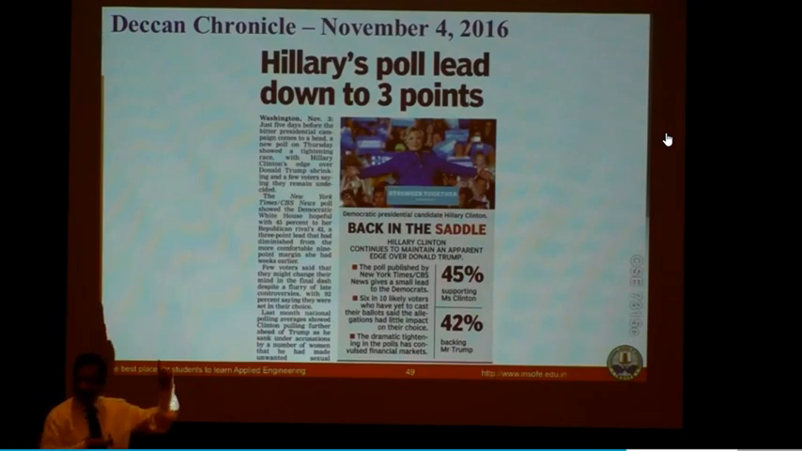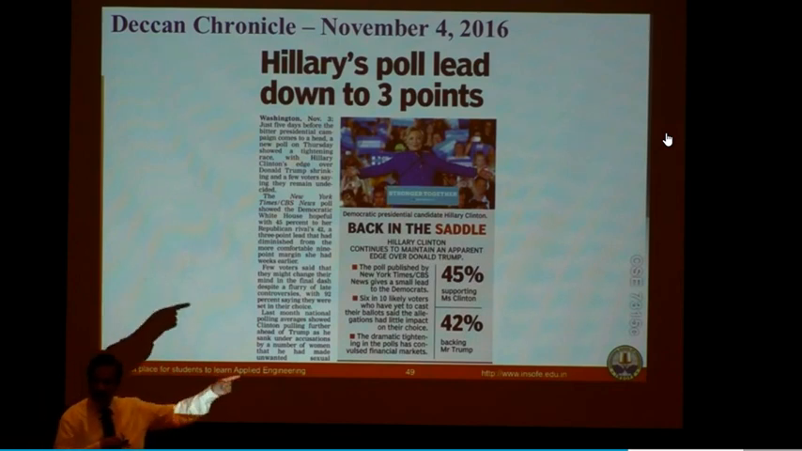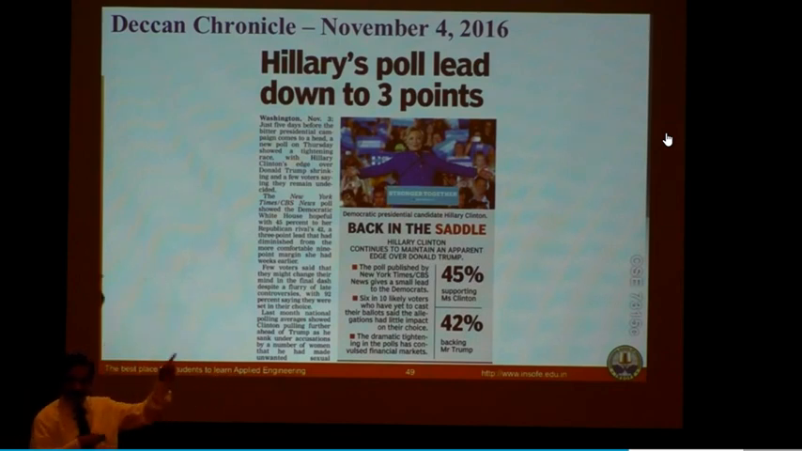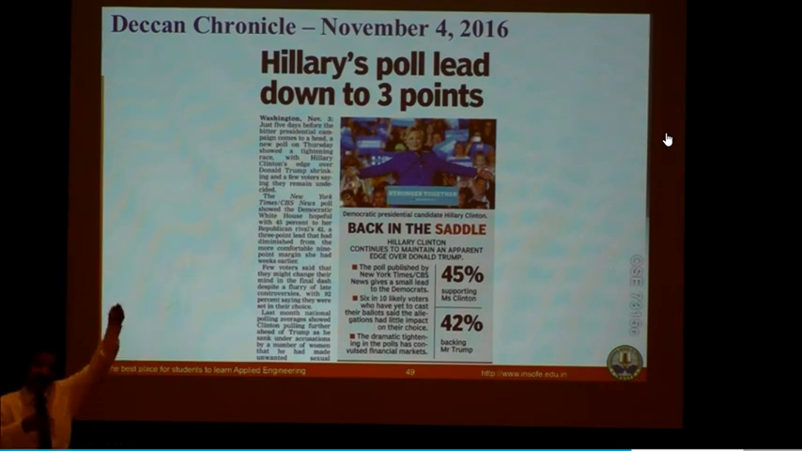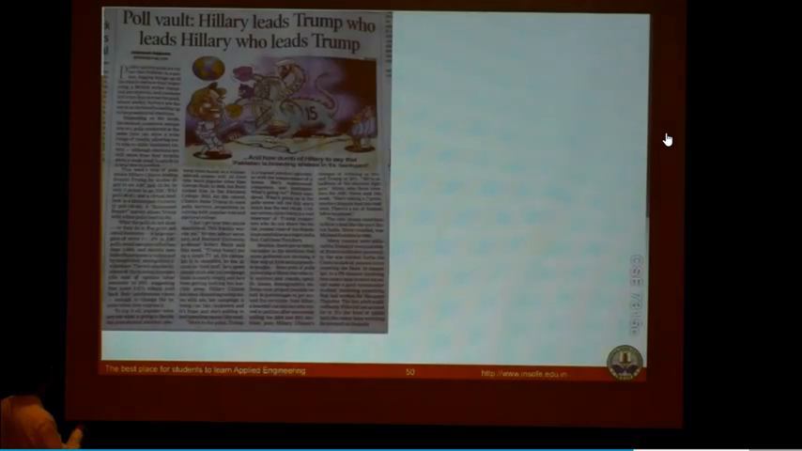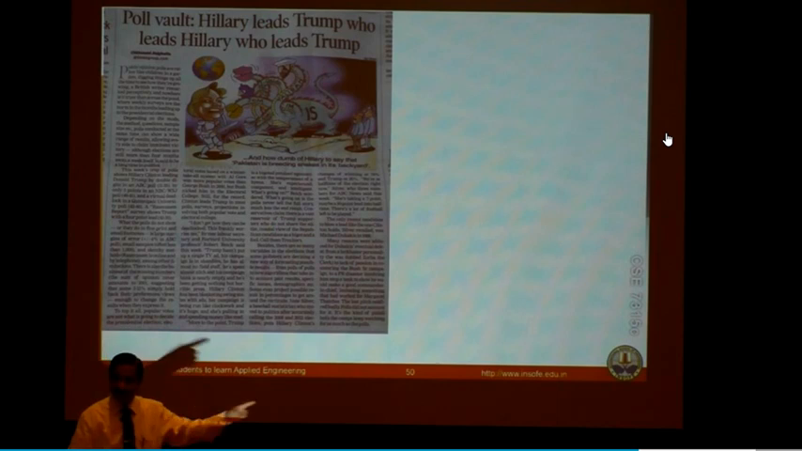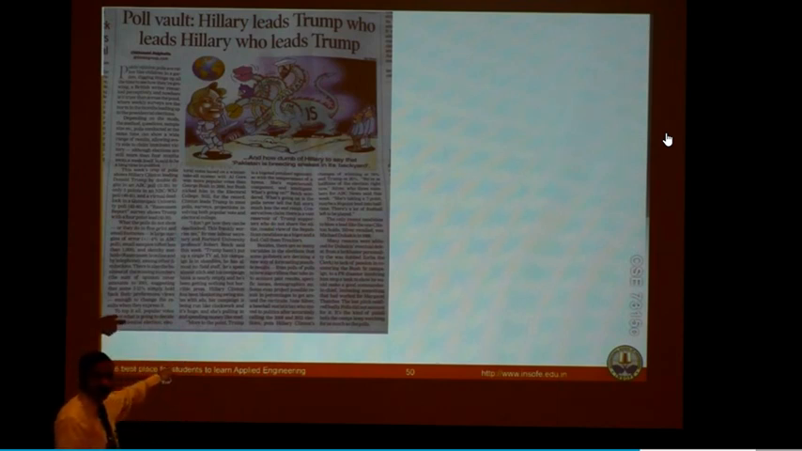November 1st, Trump was behind by 1 point. November 2nd, Trump was ahead by 1 point. November 3rd, they were equal. November 4th, Hillary is just 3 points. Her lead has come down to 3 points. Actually, she was ahead. And so this goes on. Poll war, Hillary leads Trump, who leads Hillary, who leads Trump. And this article was actually from some months back. I saved it when I was teaching a class in Bangalore, and this is from Deccan Herald in Bangalore.